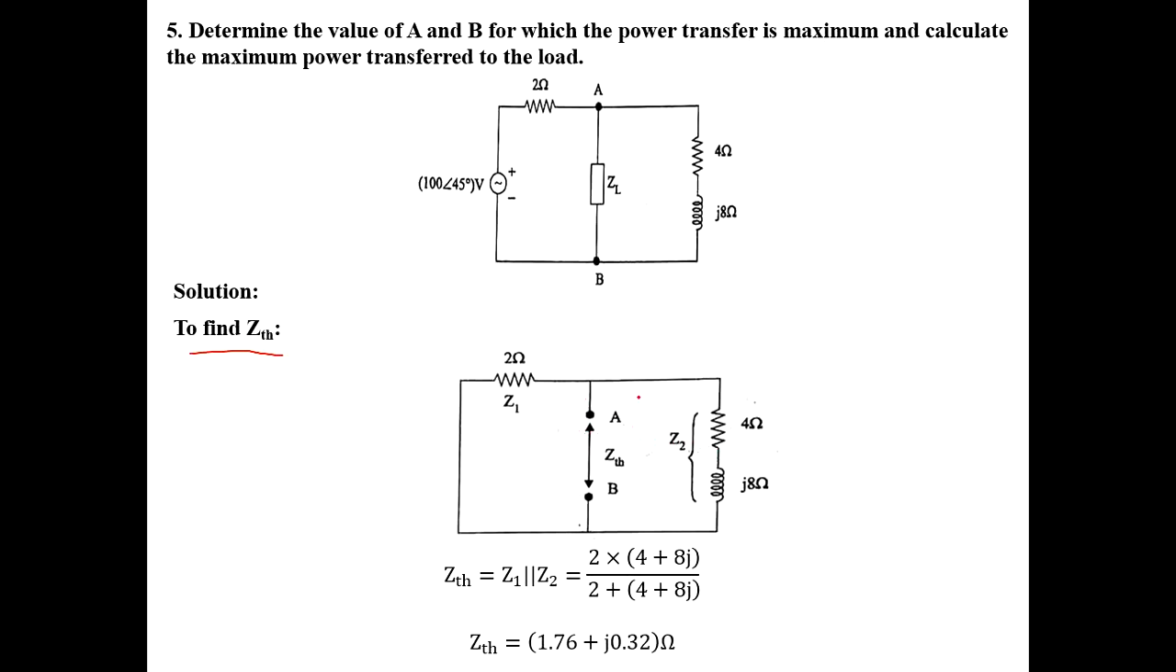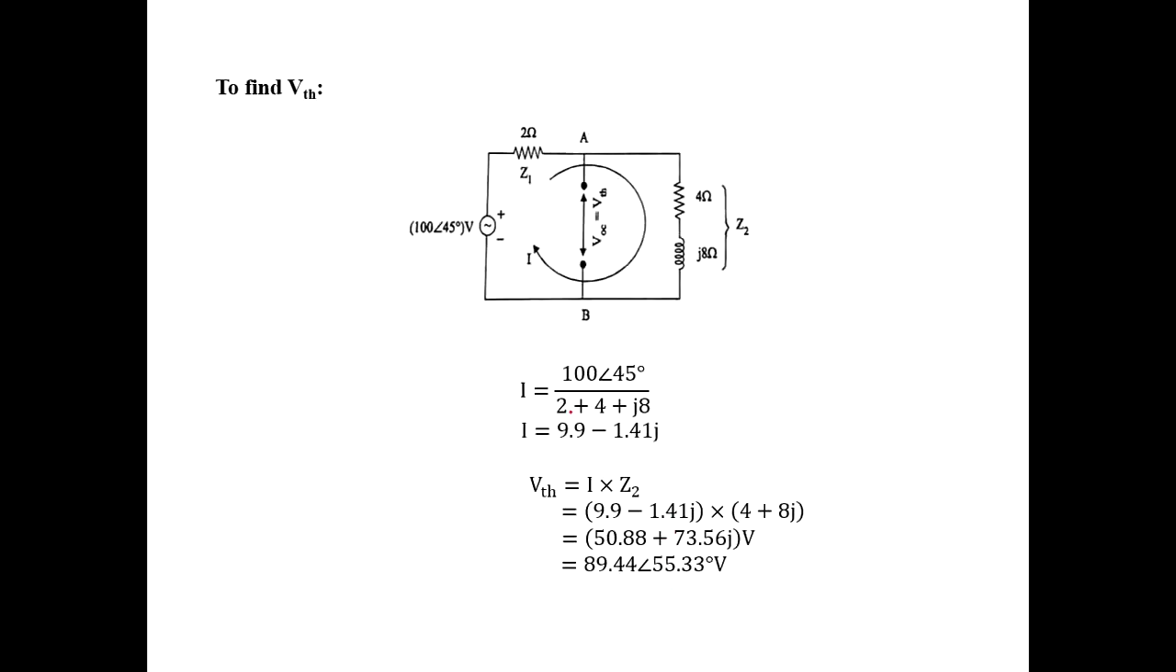Here Z1 and Z2 are connected in parallel because they have two common points. We know that Z1 parallel Z2 is equal to Z1 into Z2 divided by Z1 plus Z2. We got the answer 1.76 plus j0.32 ohm. Next, we have to find the VThevenin value. To calculate VThevenin, we just have to remove the load impedance.